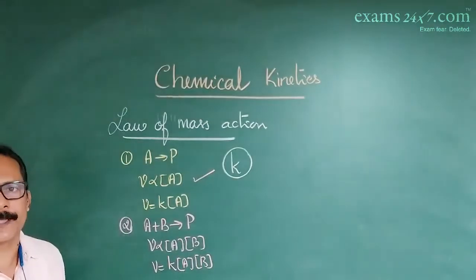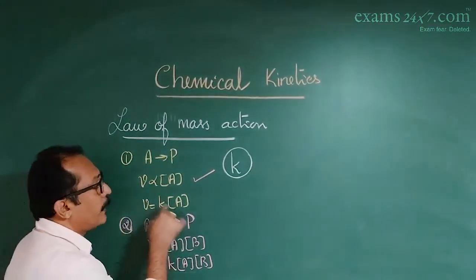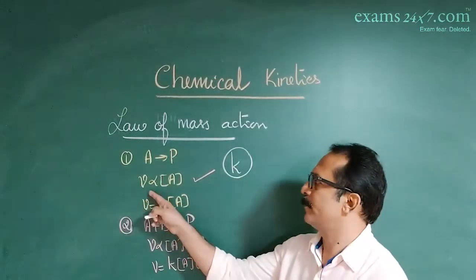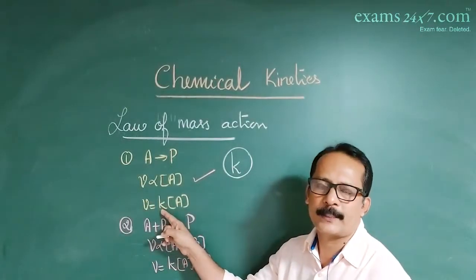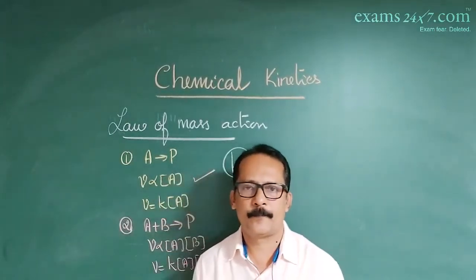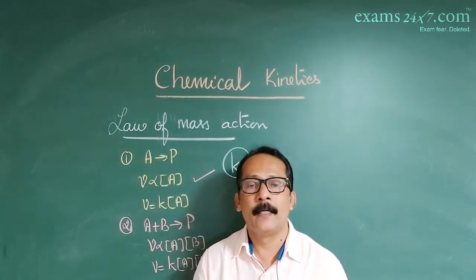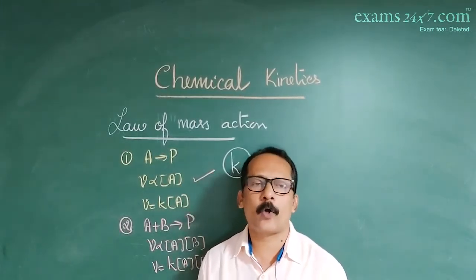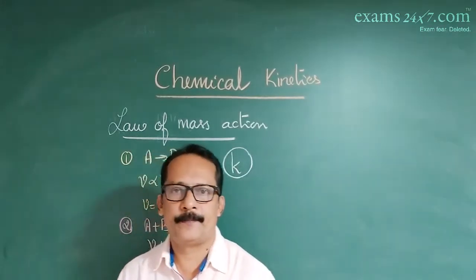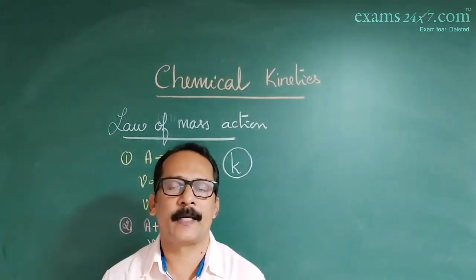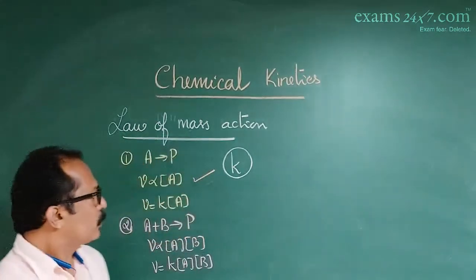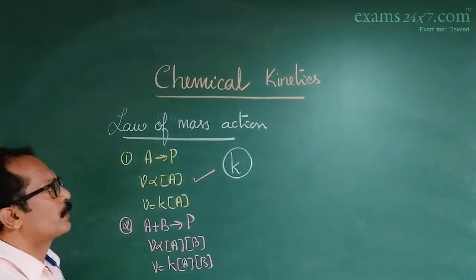Definition of rate constant: the rate of reaction where the molar concentration of reactant is unity is called the rate constant. And the significance of rate constant: it depends only on temperature. It does not depend on the molar concentration of the reactant. The higher the value of k, the faster the reaction. So these are the significance of rate constant.